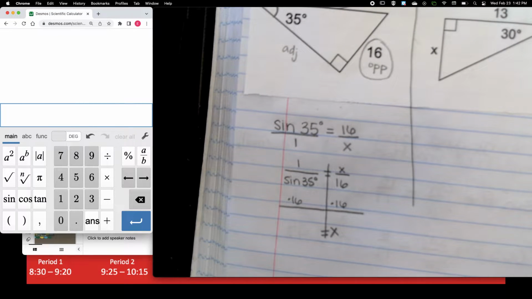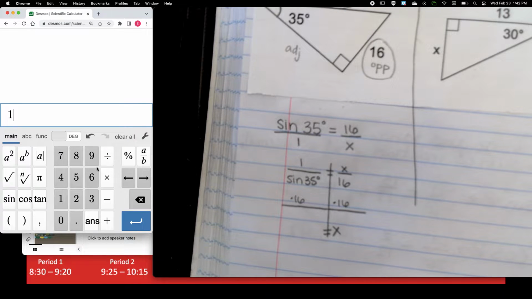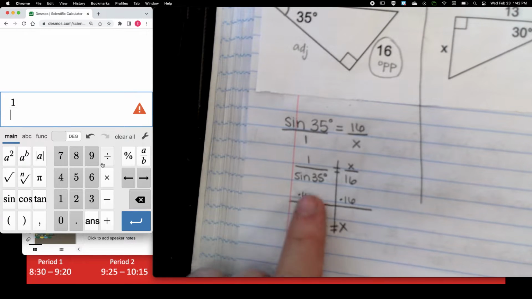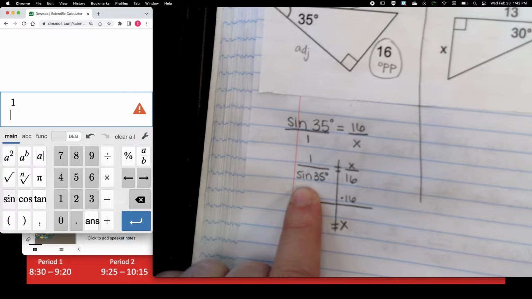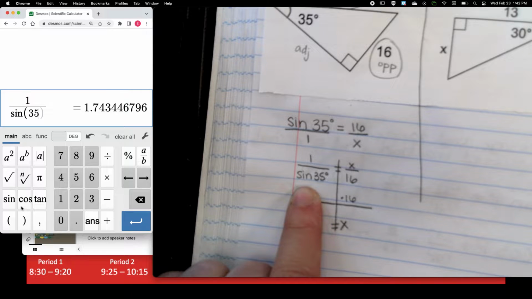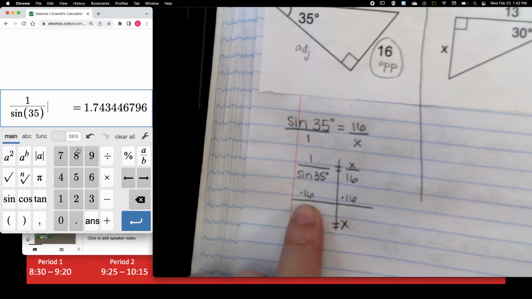So we're going to use our calculator, and over here we have 1 divided by, and we're going to use sine of 35. So sine is right here. Sine, and it puts in parentheses for us. So we want just the 35 degrees, just the angle in there. And then I'm going to go off to the side times 16.